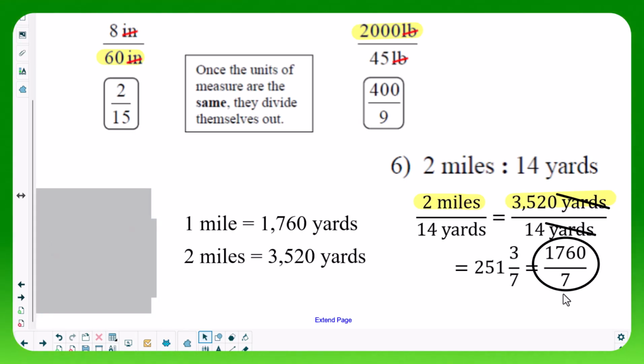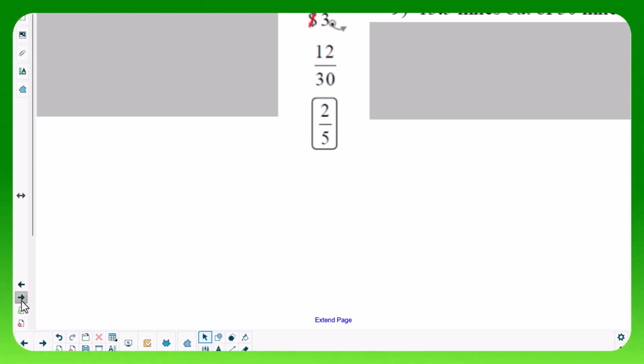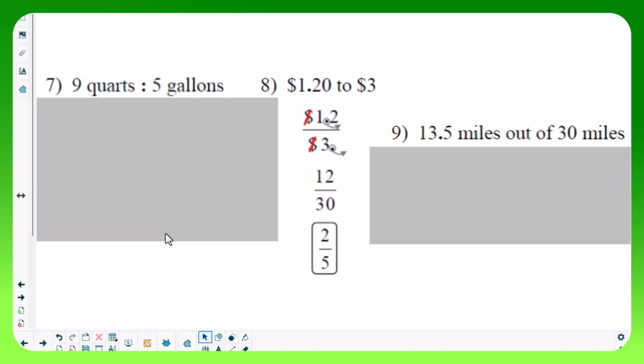Again, to repeat those steps, when we take 7 times 251, it's going to get us 1,757. Add 3 onto that to get 1,760 and keep the denominator the same. All right, let's roll right into our next problem. Let me move that up. Number 7 on the back of the first page.